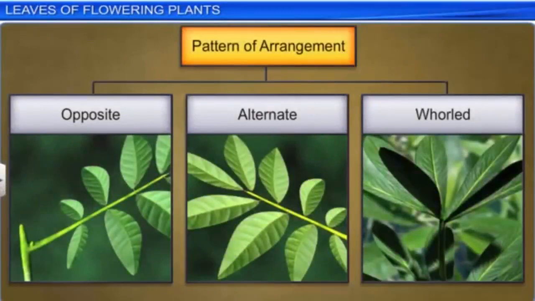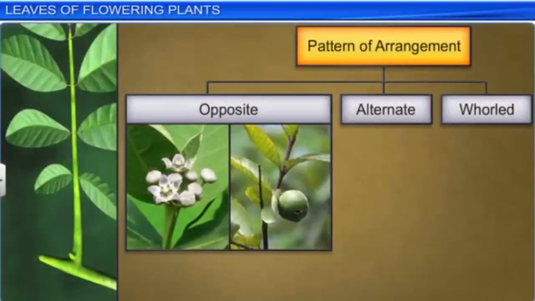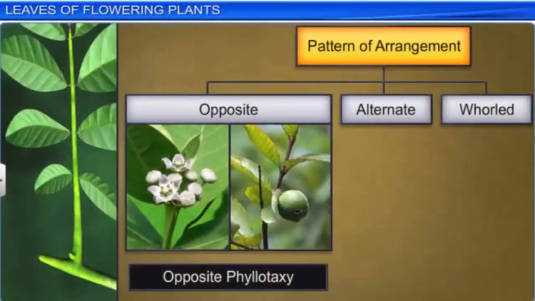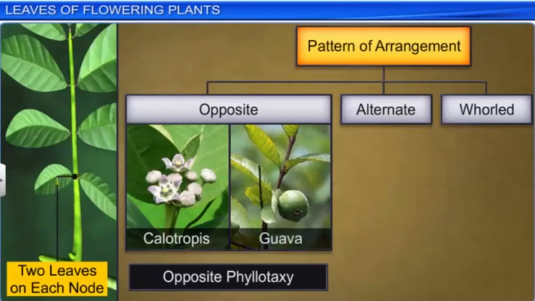Apart from classifying leaves as simple and complex, they are also identified as opposite, alternate, or whorled on the basis of their pattern of arrangement on a stem or a branch. This is termed as phyllotaxy. In opposite phyllotaxy, there are two leaves on one node arranged opposite to each other, as in Calotropis and Guava.